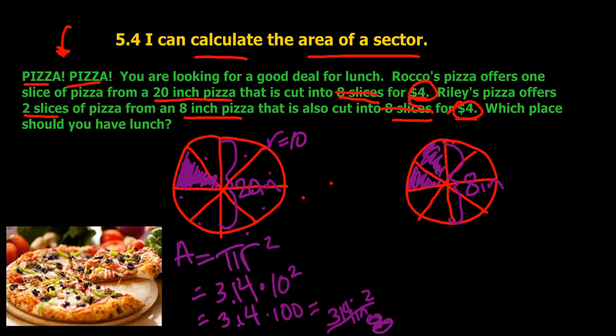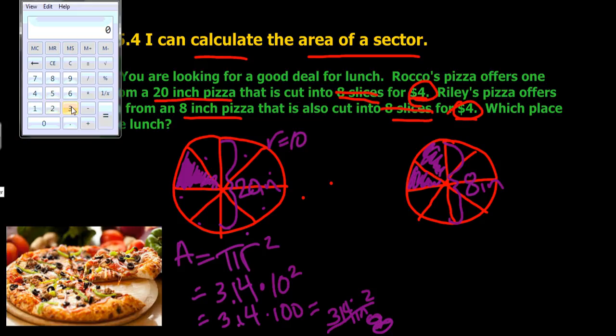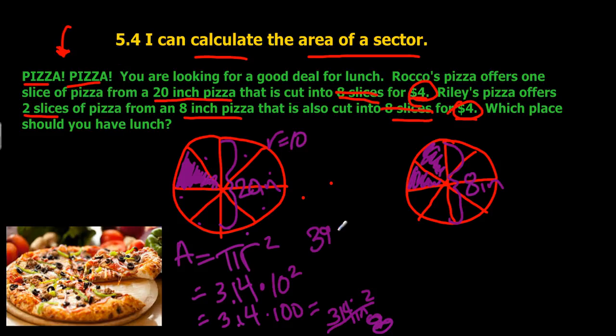So I'm going to go ahead and grab my calculator, and take my 314 divided by 8. And I get 39.25 inches squared of pizza is what I get in the 20-inch pizza. Remember, 1 piece. Now let's check it out over here.